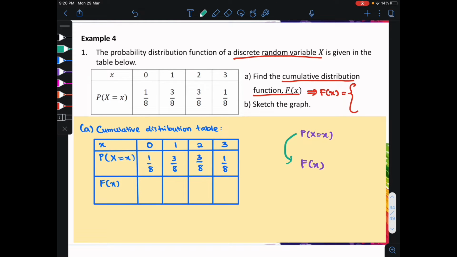Let's recall back. If we have P(X = x), we need to do addition in order to get F(x). But if we have F(x), in order to get P(X = x), we need to do subtraction. So let's do addition in order to get F(x). To get the first F(x), simply copy down your first P(X = x), which is 1 over 8. In order to get the second F(x), you add the first F(x) with the second P(X = x), and you will get 1 over 2.